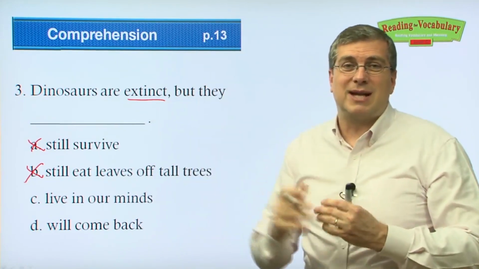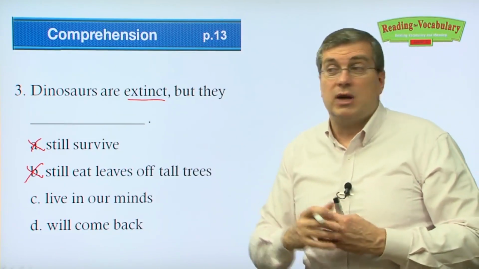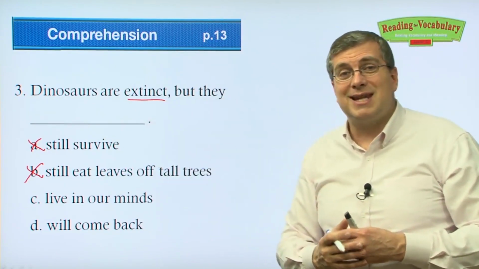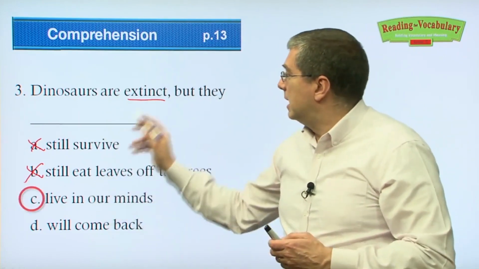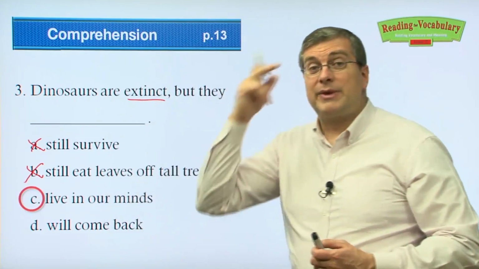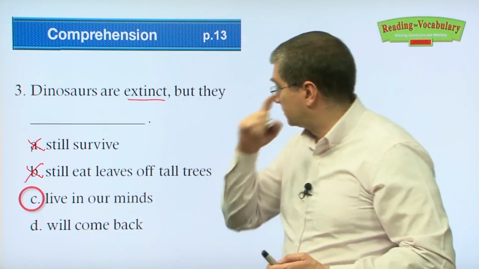Because we see them on television, we see them in movies, we can read about them in books, we can go to museums and see them, or their bones, right? So this is the right answer. They're extinct, but they live in our minds. That's the right answer. What about D?